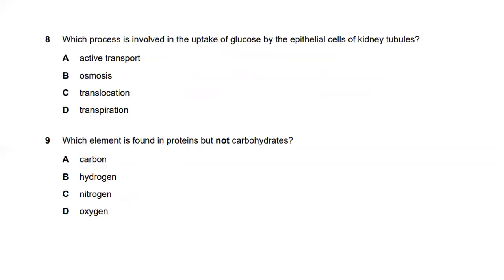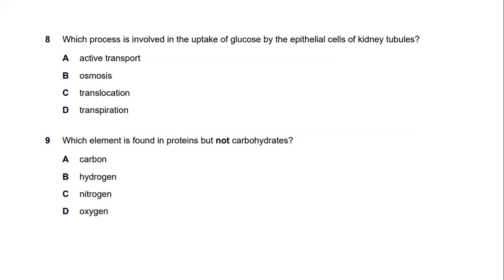Number 8. Which process is involved in the uptake of glucose by the epithelial cells of kidney tubules? The answer is active transport. Why active transport? Most cells can carry out active transport. In the human small intestine, glucose can be actively transported from the lumen of the intestine into the cells of the villi. In the kidney tubules, glucose is actively transported out of the tubule and into the blood.